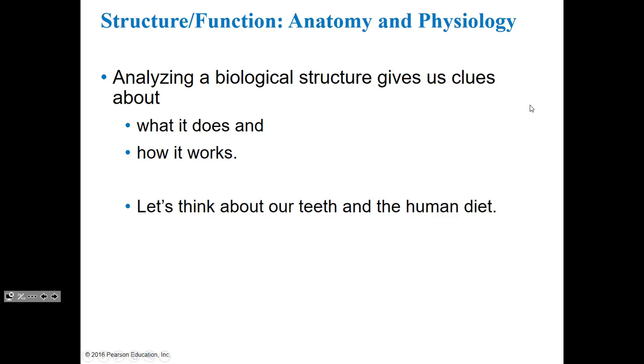All right, so why is it important to even know about structure when you're talking about how things work? So anatomy is when we're looking at structure, the basic bits and pieces that make up our tissues and make up our bodies. And physiology is what those bits and pieces combine together to do. So when we're looking at anatomy, it's going to give us clues as to what things do.